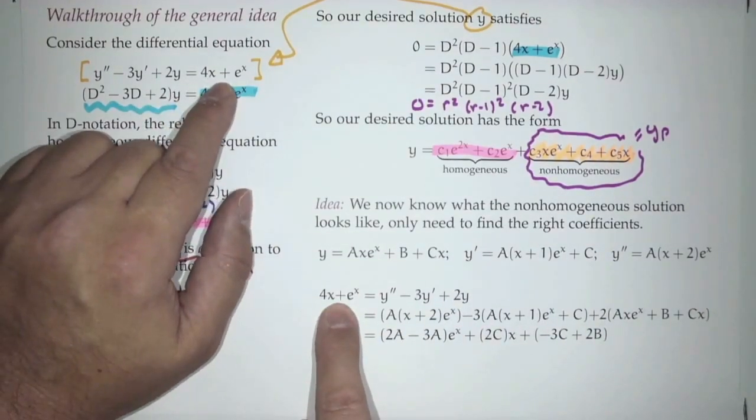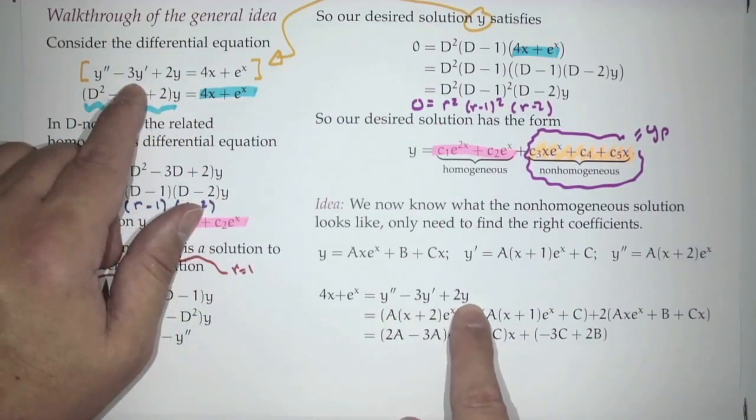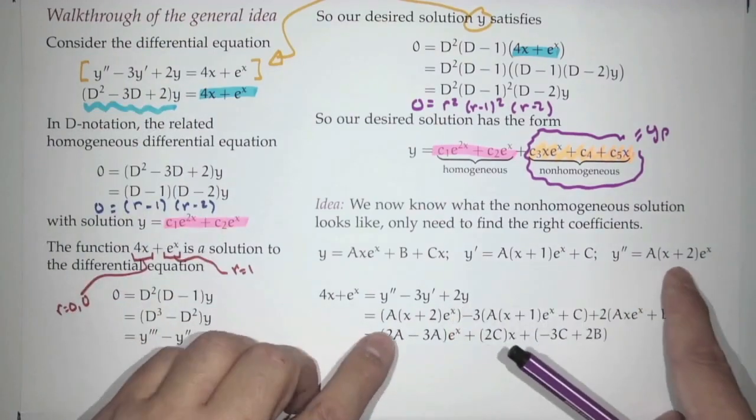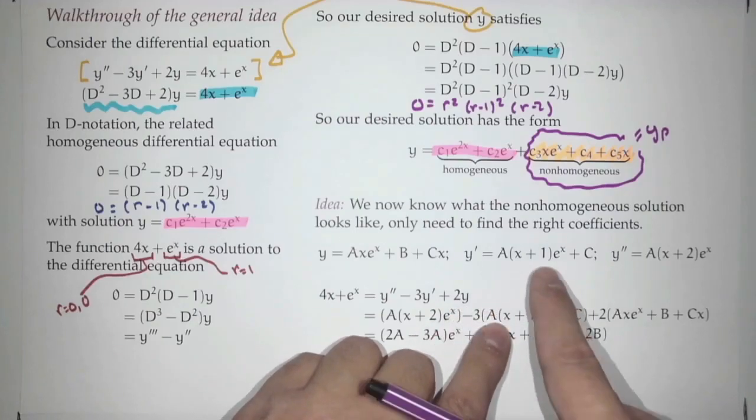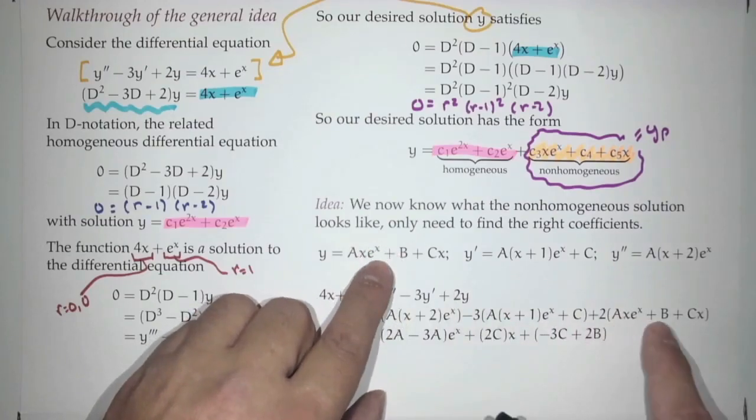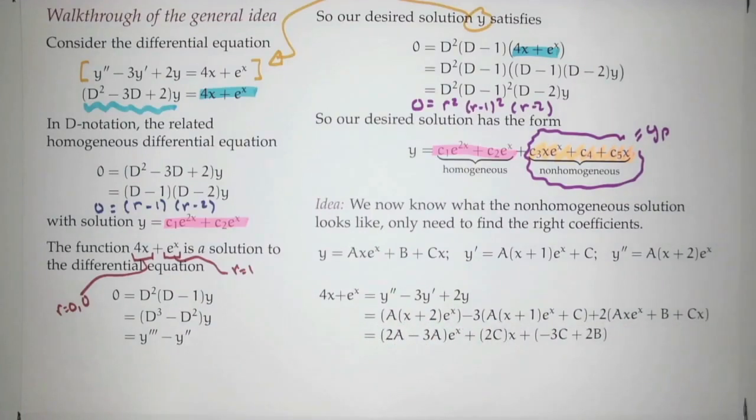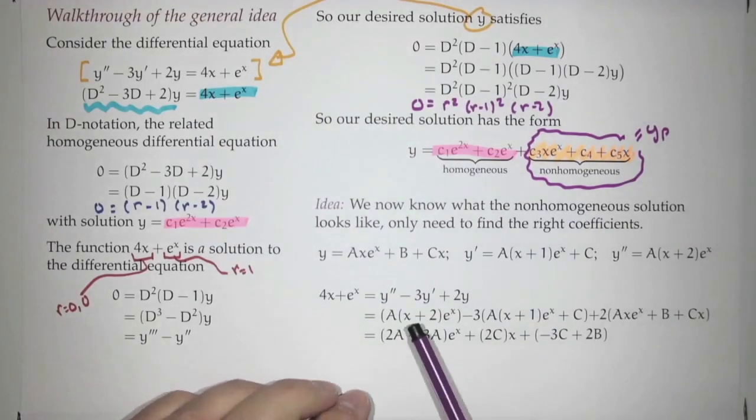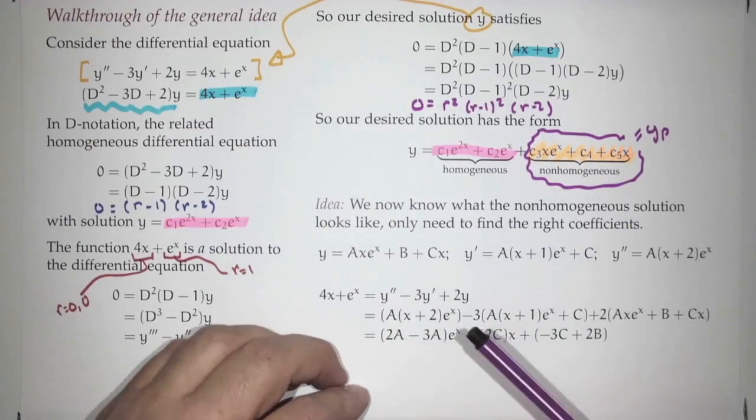So 4x plus e to the x is equal to y double prime minus 3y prime plus 2y. Well, we know what y double prime is, so we put that in. Minus 3, we plug in what y prime is. Plus 2, we plug in what y is. And so we have this very long expression. But now we start gathering like terms together. So let's think about things that we have. We have here x e to the x. Let's gather all our x e to the x's together.